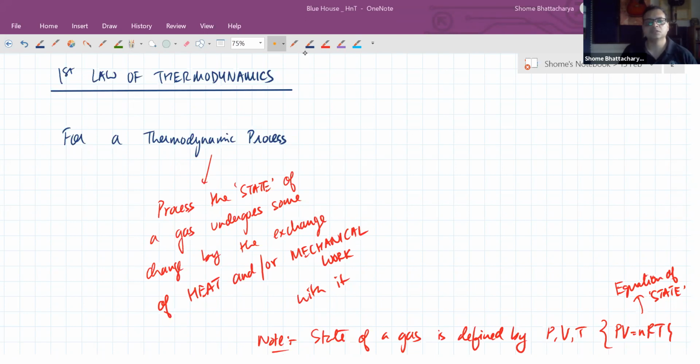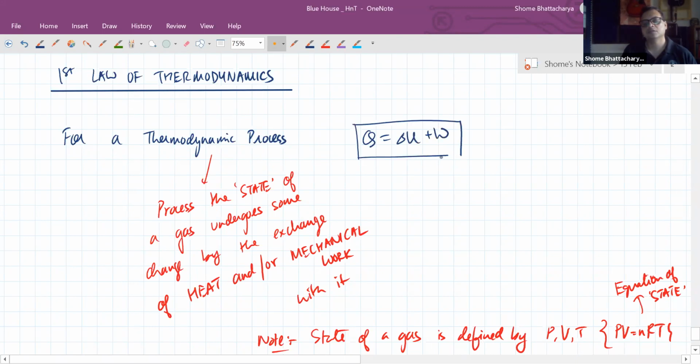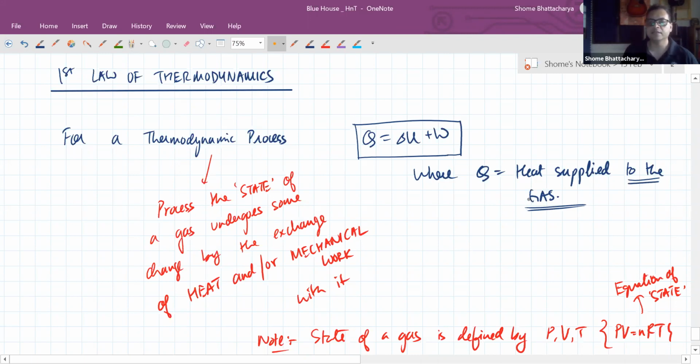So anyway, now coming back to this, the first law of thermodynamics tells that for any thermodynamic process, Q is equal to delta U plus W. Okay, where Q is the heat supplied to the gas. You must remember this. This is not the heat absorbed from the gas, but it is the heat supplied to the gas. Okay. So Q can be positive when actually we are supplying some heat, and Q will become negative when we are absorbing some heat from the gas.